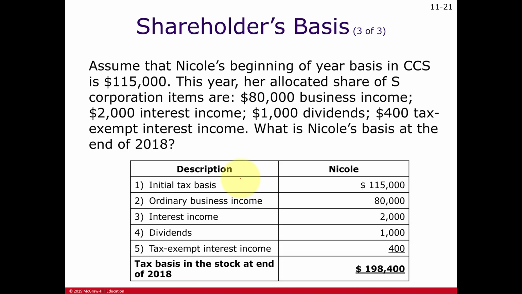So here's an example where we start off the year with Nicole. Remember, that's the example where we have 3 shareholders. Nicole's basis in her stock is $115,000, and then during the year the corporation will allocate 1/3 of the business income to her, so that's $80,000. Remember, this doesn't mean she collects $80,000. She's just credited with $80,000 of income that she now has to report and pay taxes on her individual return.